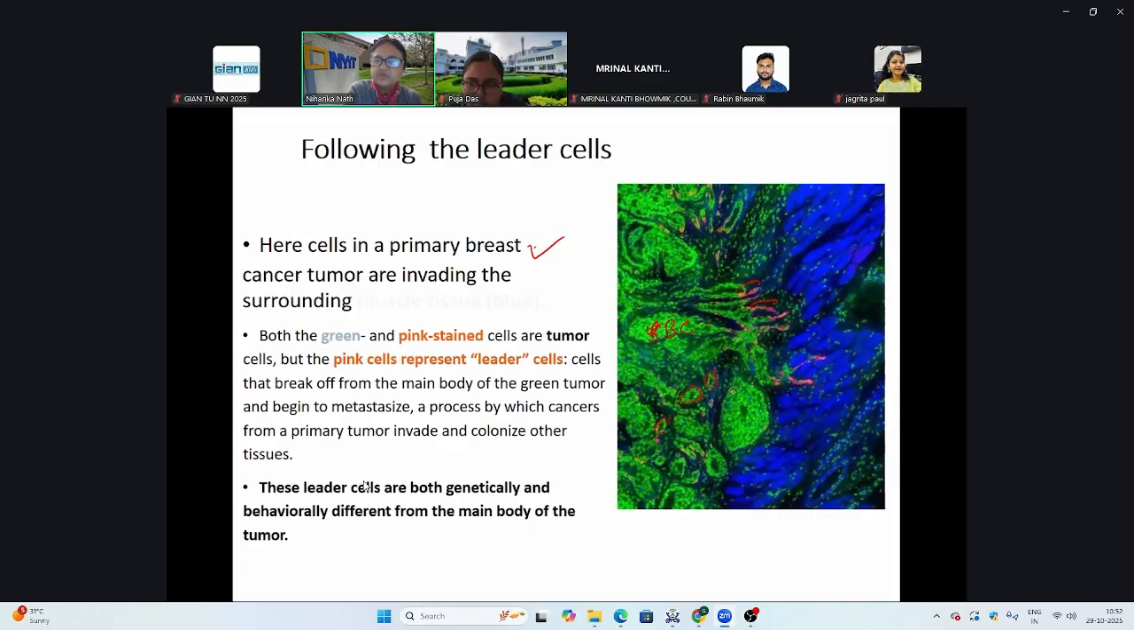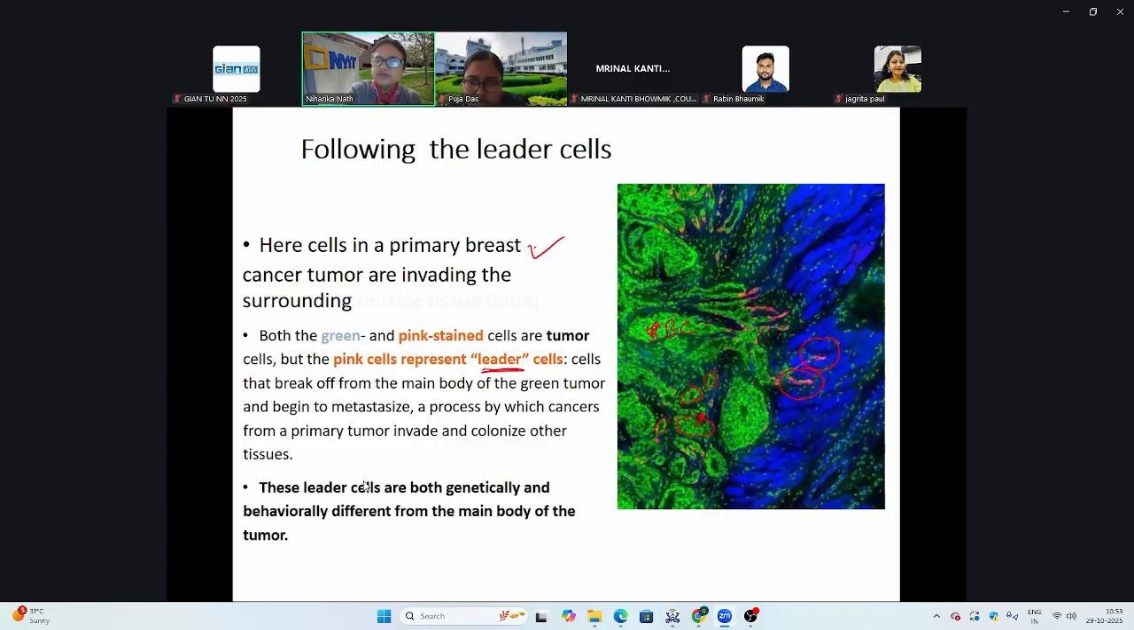You can see some of these cells have a nucleus. And look at the pink one here. See these pink ones? They're very skinny. They're not the same shape. They look very different. They have been stained, and that's how they were found. So these are tumor cells, but the pink cells are the leader cells.